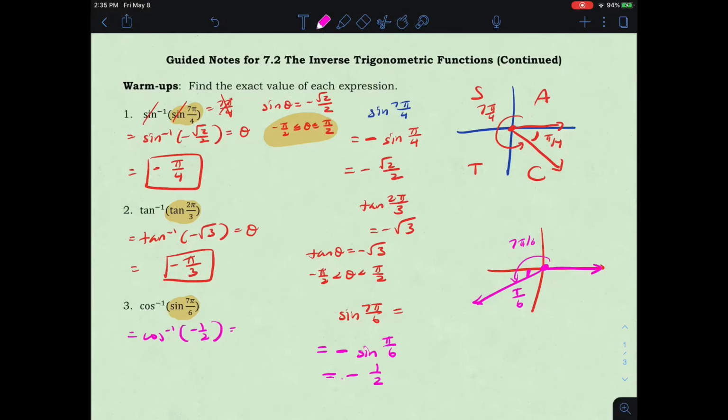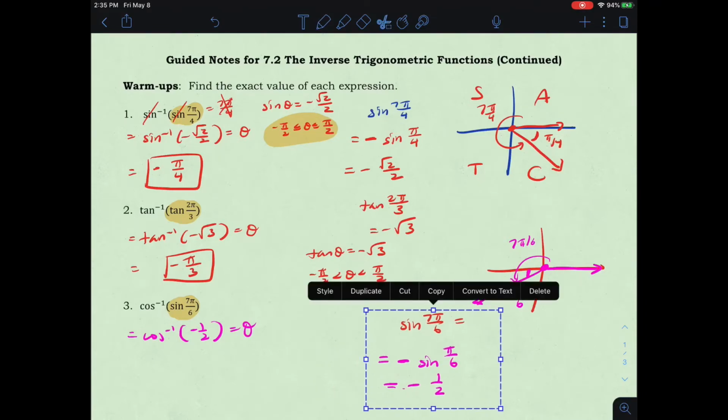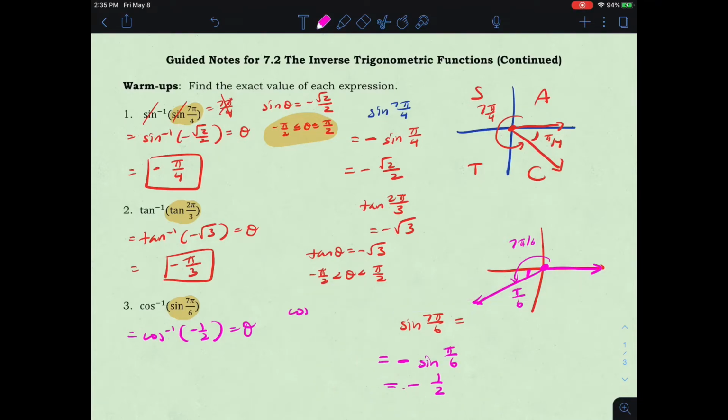And again, just like we did before, I know this is equal to some angle theta. And the question is, what is theta? I know that cosine of theta is negative 1/2. And I know that theta lies in the interval between 0 and pi. So hopefully you have these angles memorized or you can figure them out on your own. But I know that my angle is going to be in quadrant 2. And I know that my reference angle is going to be pi over 3, which means that my angle has to be 2 pi thirds.